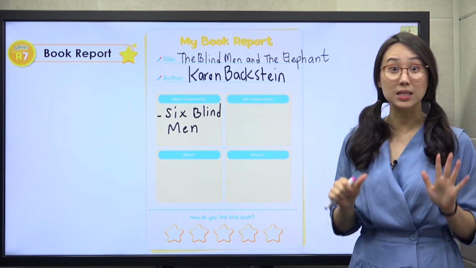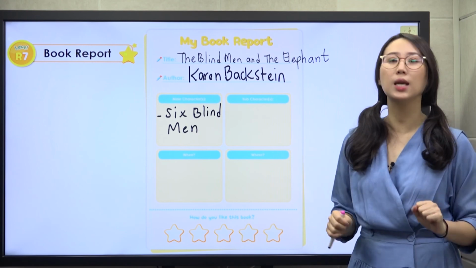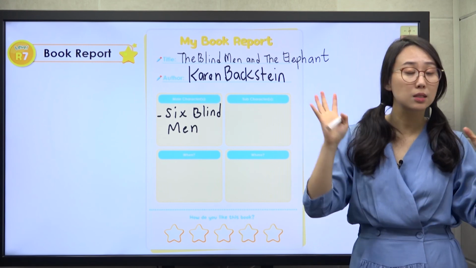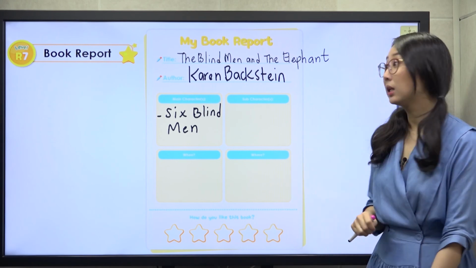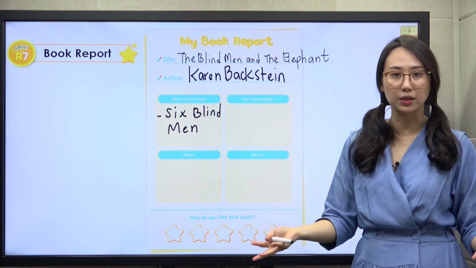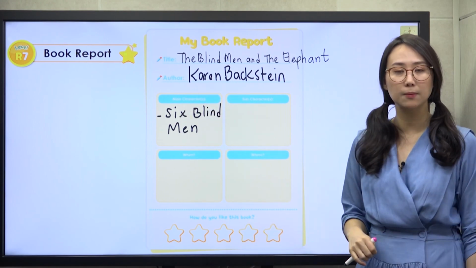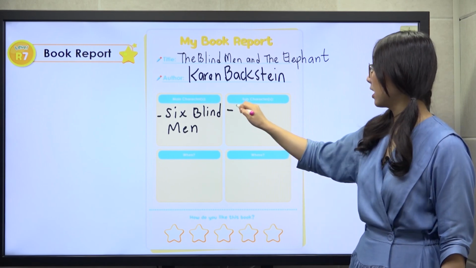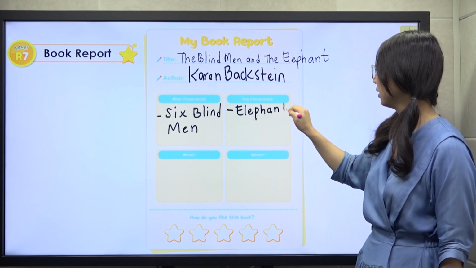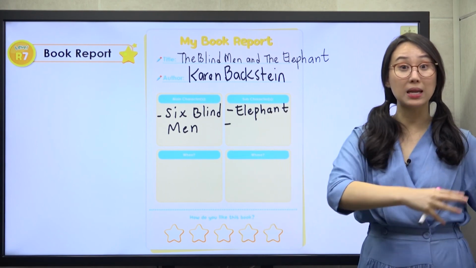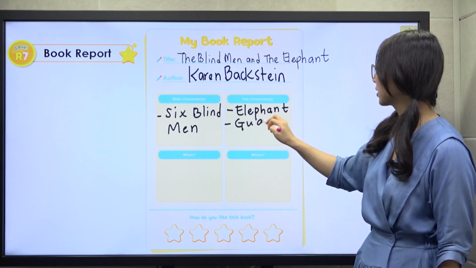We're talking about the six blind men that learn about the world by touching, hearing, smelling, and even tasting. Good. Now, who are the sub-characters? This is our main character, but who else comes out, guys? All right, we have the elephant, right? There's also a sub-character. Who shows them in? The guard. Very good. The guard is also a sub-character.